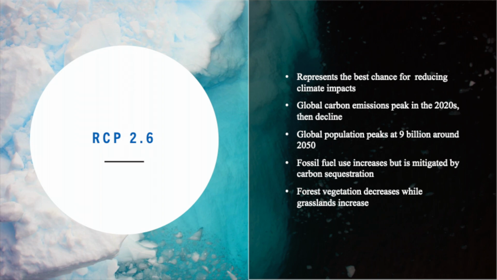Under this scenario, global carbon emissions peak in the 2020s and decline for the remainder of the century. The human population peaks at 9 billion around the year 2050, and use of fossil fuels may increase, but is diverted by increased emphasis on carbon sequestration technology and techniques. Lastly, forest vegetation will still decrease while grasslands increase under an RCP 2.6 scenario.